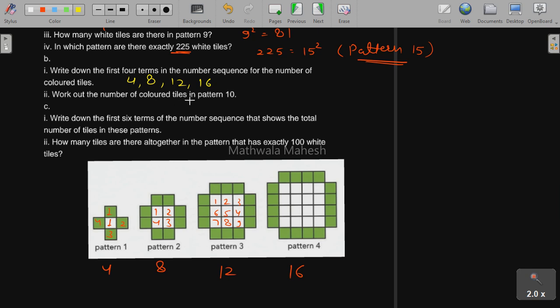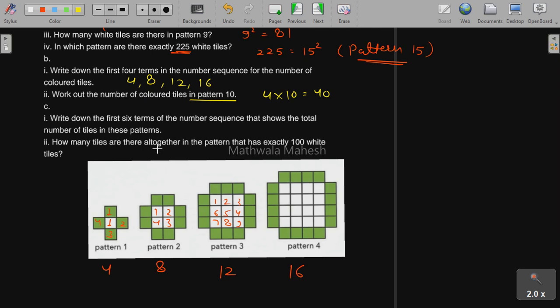Work out the number of colored tiles in pattern 10. We can see that to find the number of colored tiles in a pattern, we have to multiply that pattern number by 4. It is 4 into 10. It is 40. Okay, 40 colored tiles.